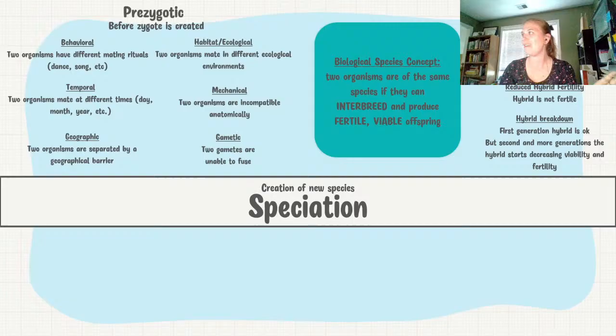I'm so sorry. But those three were reduced hybrid viability: the hybrid is not healthy or viable. The second one was reduced hybrid fertility: the hybrid is not fertile. And I think you can see the third one, hybrid breakdown.